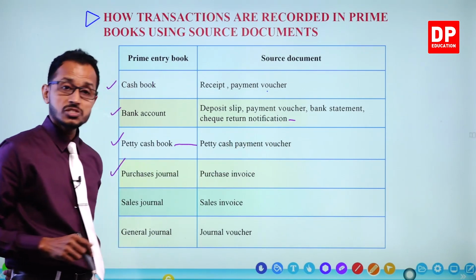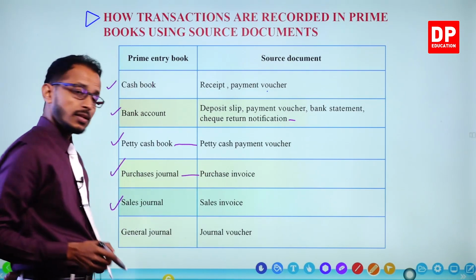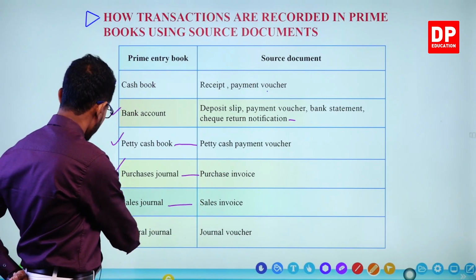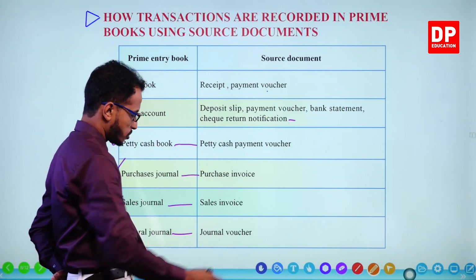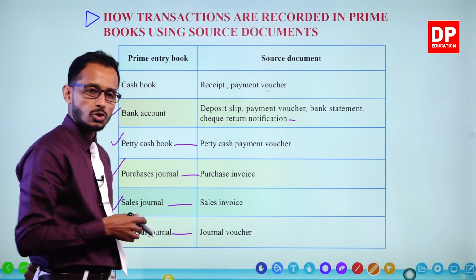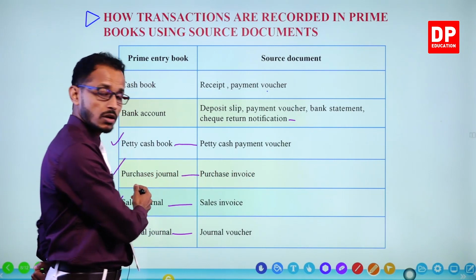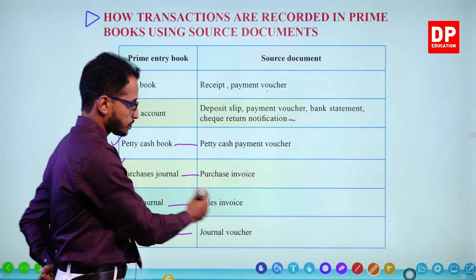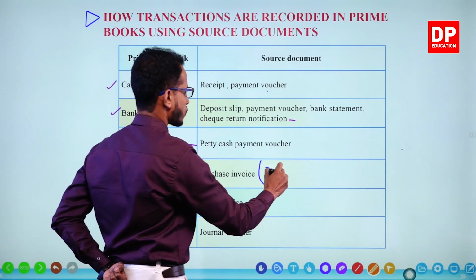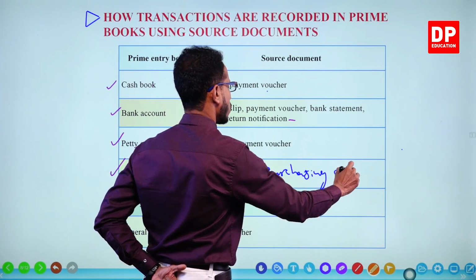Next, we have the purchases journal, purchases invoice, sales journal, sales invoice, general journal, journal voucher. These are the different source documents issued for purchasing goods on credit.